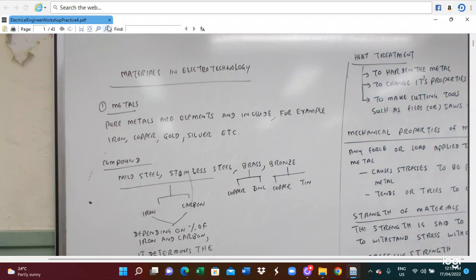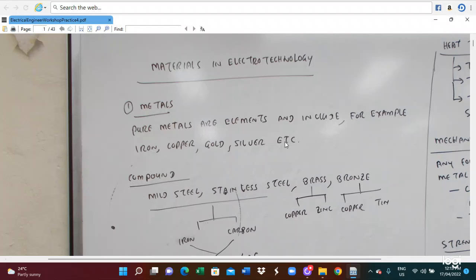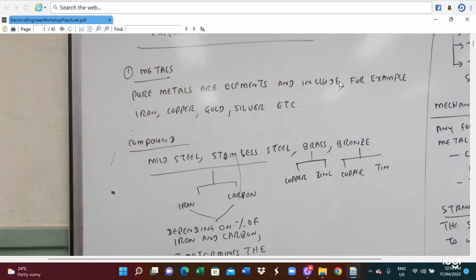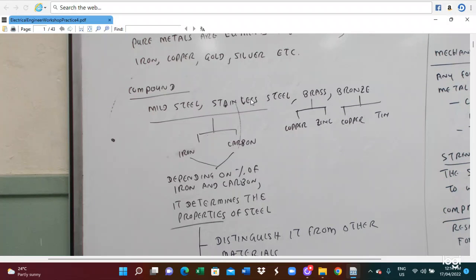So we are talking about the materials used in electrotechnology. In the electrical technology system, we are using different kinds of material. The metals are the pure metal elements. They include iron, copper, gold, silver. The compounds we are also using are mild steel and stainless steel.